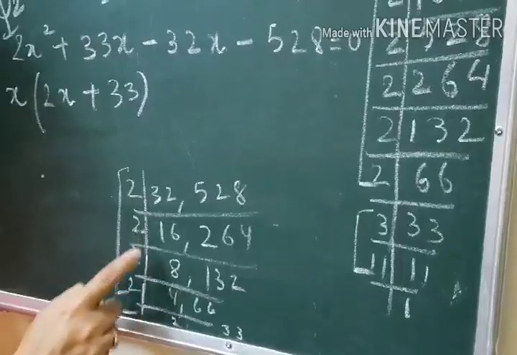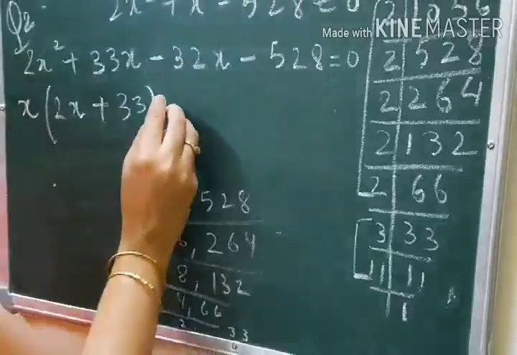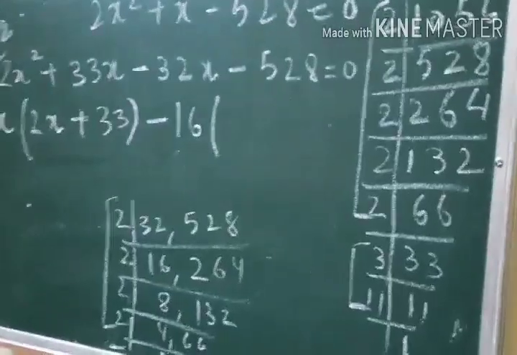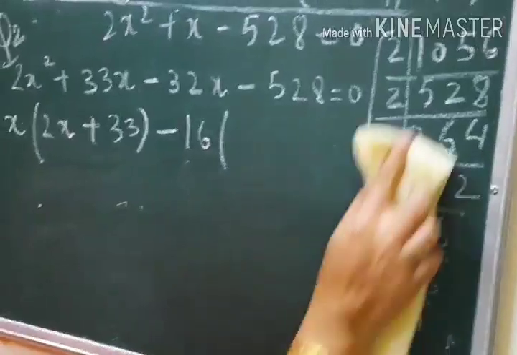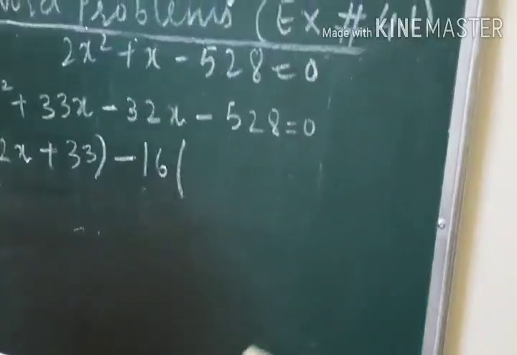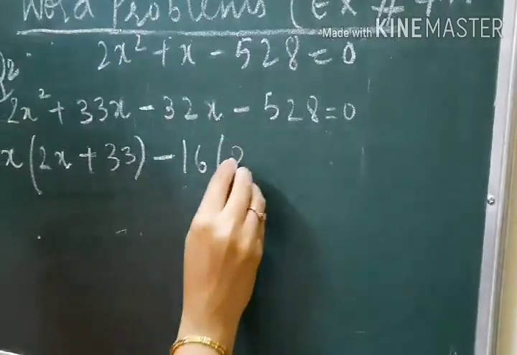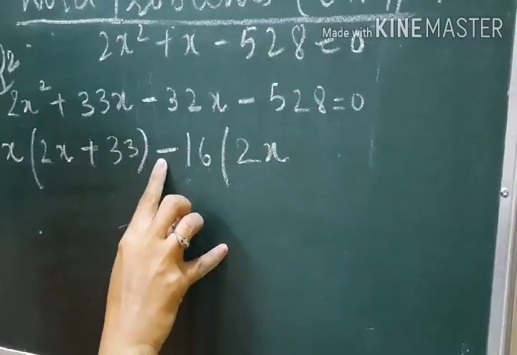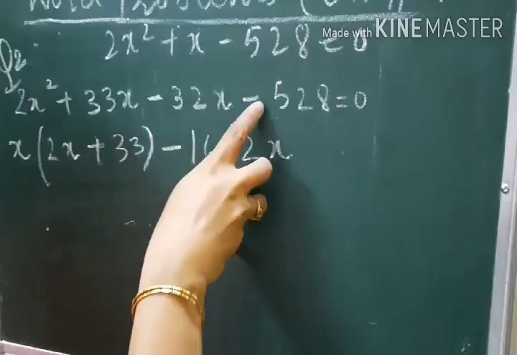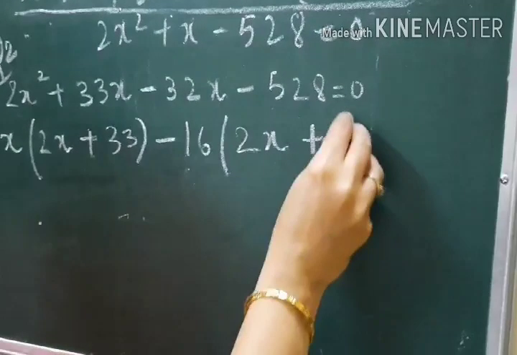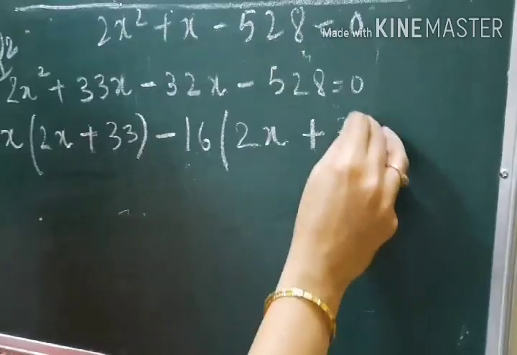And this is your HCF. 2 2s are 4, 4 2s are 8, 8 2s are 16. So 16 I am taking out. 16 is common. Now what is left? 32 divided by 16 is 2x. Now as minus sign is outside, so this sign will change. So it will be plus, and 16 3s are 48, 4 is left, 16 3s are 48.